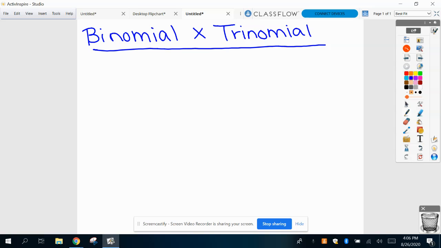Okay, so what happens if we have something like x plus 2, right? That's our binomial because it's two terms. And we want to multiply that times 3x squared plus 4x minus 7, right? That one's our trinomial. A trinomial, right? That prefix tri means 3. So a binomial times a trinomial. And really, we're going to do the exact same thing that we did yesterday.